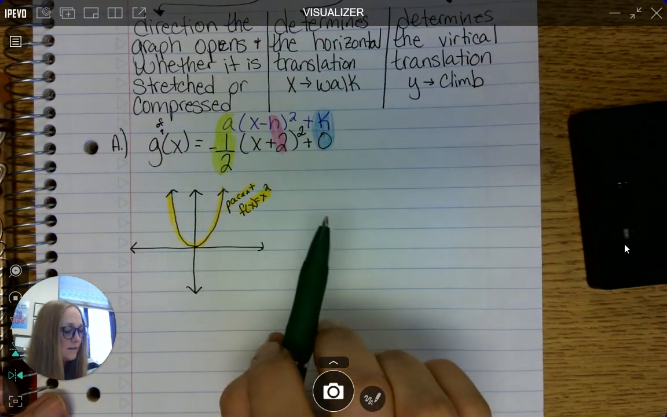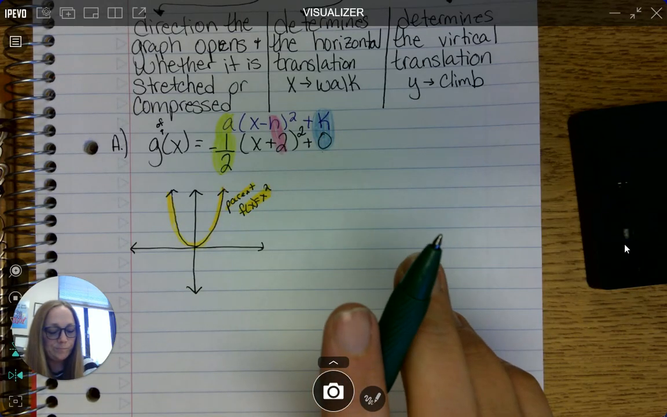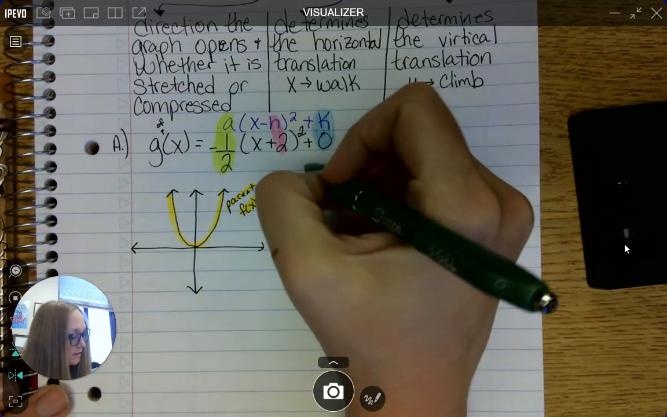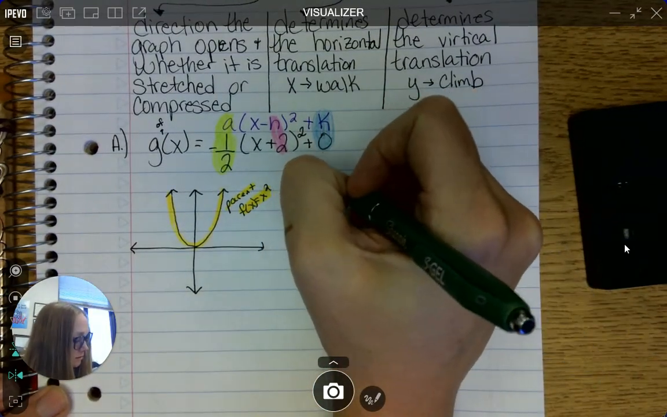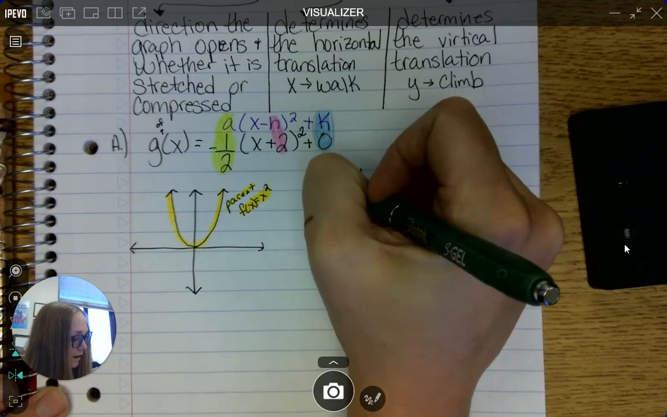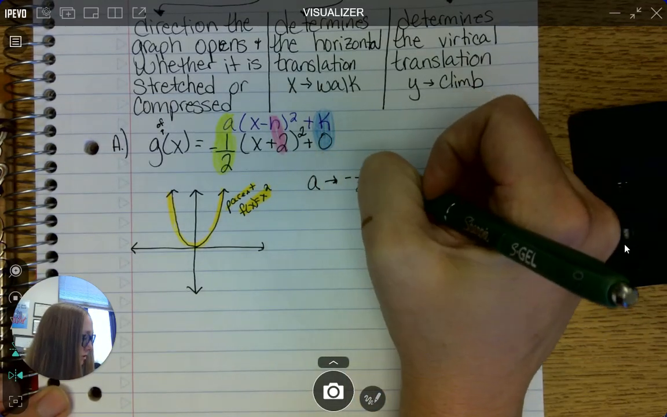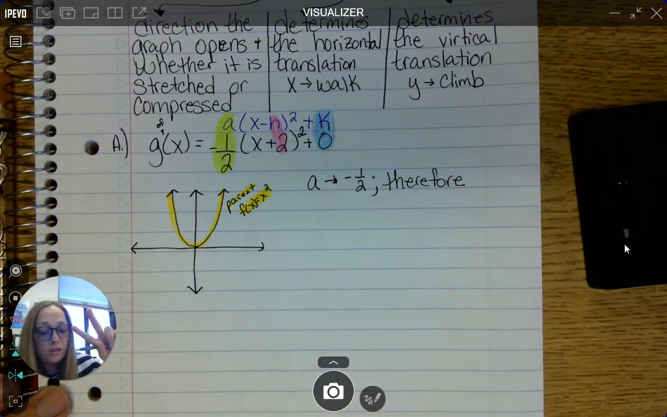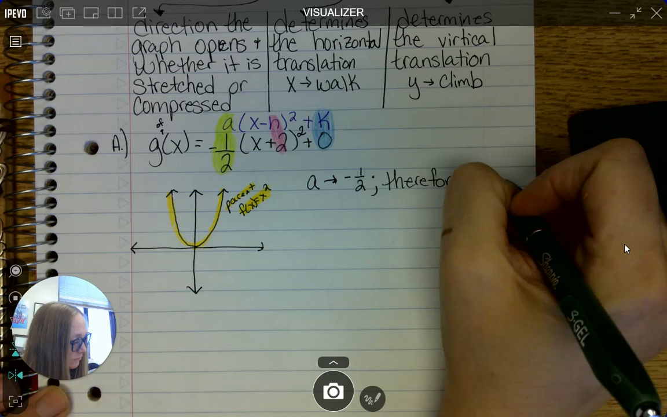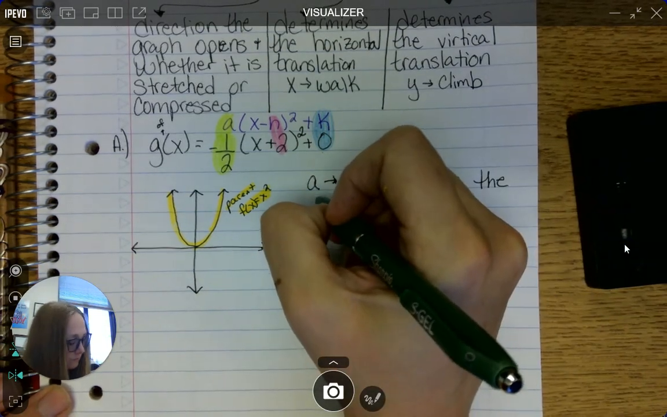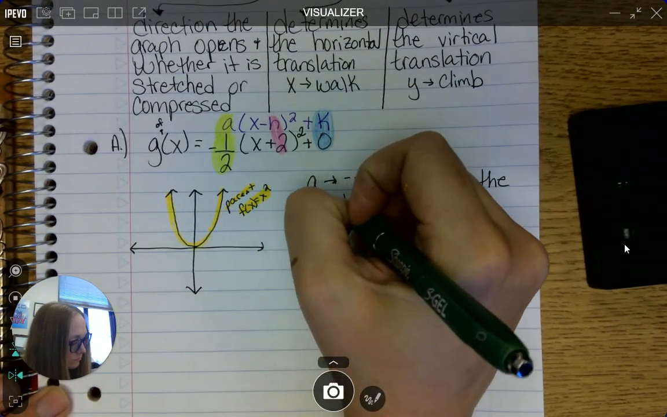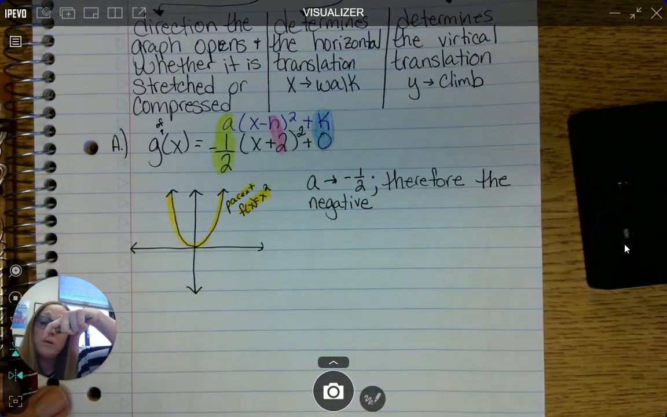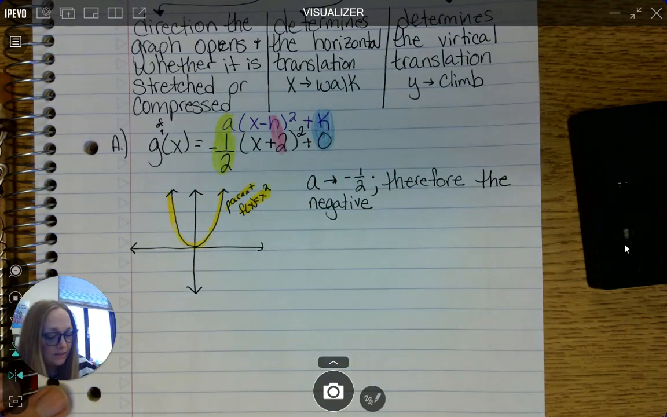First, I always find my H and K first, but let's go ahead and do A since we'll read like a book, left to right. Okay, so my A value is -1/2. This tells me two things. The negative tells me that the graph is going to open downward. It's going to be flipped over the x-axis here.